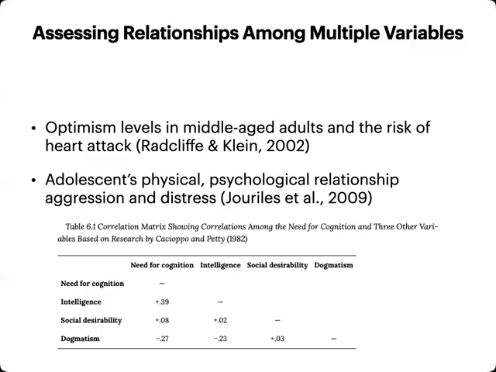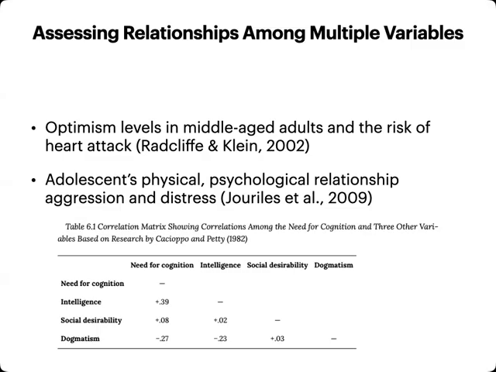Second example, another group of researchers studied adolescents' experiences with physical and psychological relationship aggression and their distress levels. They found that adolescents who face physical violence are moderately likely to also encounter psychological aggression, which is associated with symptoms of psychological distress. These complex correlational methods are frequently employed to evaluate the validity of new psychological assessments.